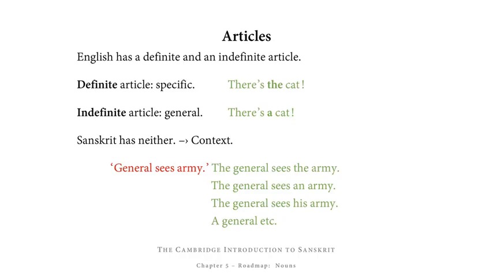Sanskrit has neither of those, neither a definite nor an indefinite article, and therefore we rely on context to know what exactly a Sanskrit sentence means. In Sanskrit, I would say general sees army, which in English would then mean the general sees the army, the general sees an army. It could even mean the general sees his army. A general sees the army, a general sees an army, and so on. Sanskrit just says general sees army, but because sentences always occur in some kind of context, that context will then point us to the right English translation using a definite or an indefinite article.